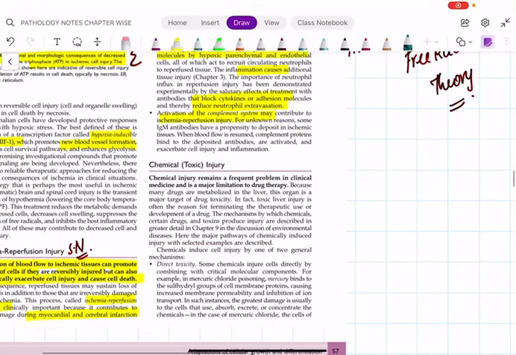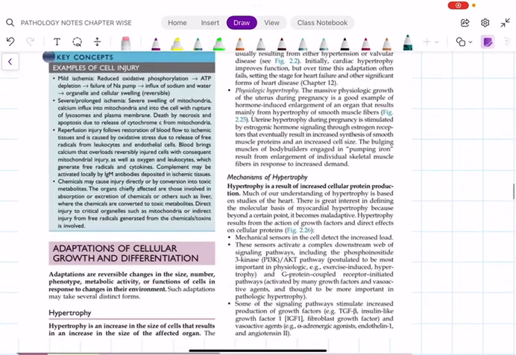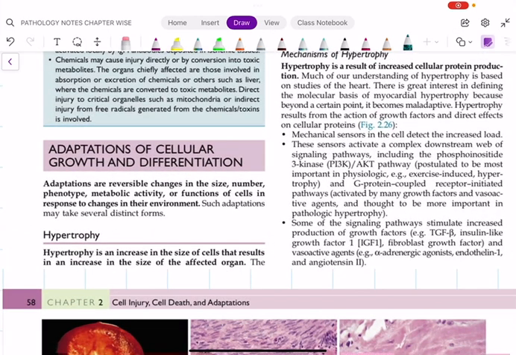Then we have chemical or toxic injury. That and all are not that important. You have read about the cytochrome P450 enzyme system. Now we are seeing what the cellular adaptations are. Remember, adaptation means reversible changes. When the cell is under stress, it will try to adapt to become normal. What are such adaptations? Number 1, hypertrophy. Number 2, hyperplasia. Number 3, metaplasia. Number 4, atrophy.